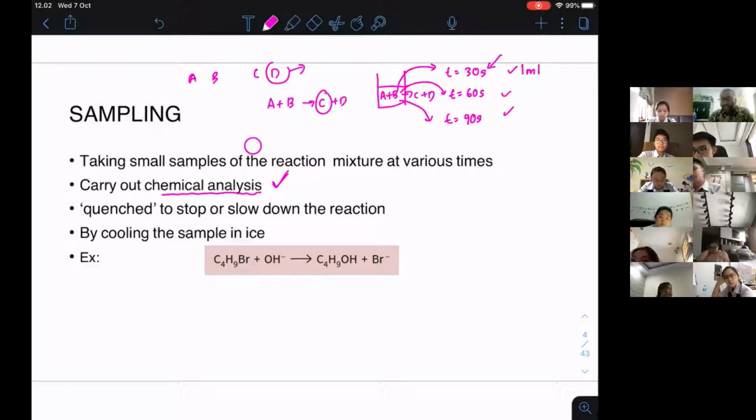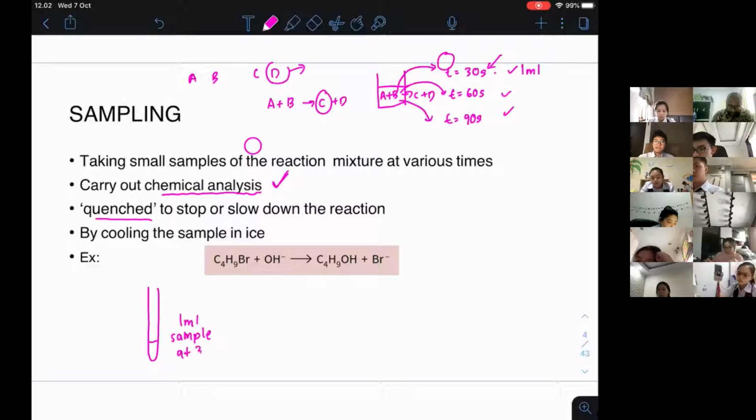So what I need to do, when I take this small 1 ml sample, is put it in a test tube and quench the sample. This is the 1 ml sample at 30 seconds. I quench the sample to stop or slow down the reaction, because if I just leave it like that, the reaction will continue. There are some methods that we can use to quench the reaction. One example is cooling the sample in ice.